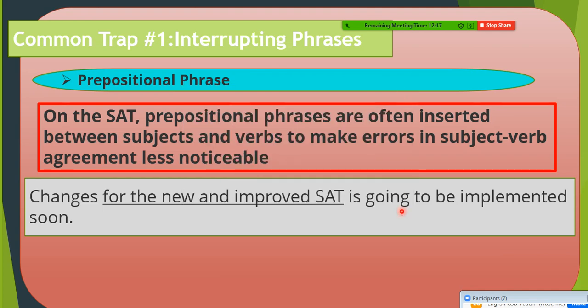Another type of interrupting phrase too, we have studied first the relative clause and the appositive. These are interrupting phrases. Another type is called the prepositional phrase. Just to remind you what a prepositional phrase is, as we have studied before, it's a phrase that begins with a preposition. It modifies the noun that it follows, and it always answers the questions where, when, or provides descriptive information.